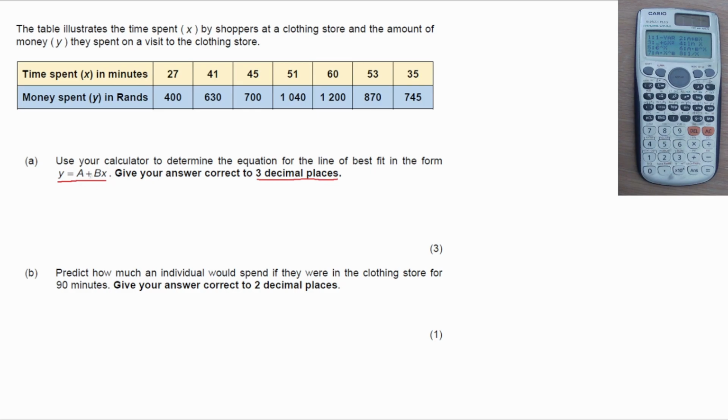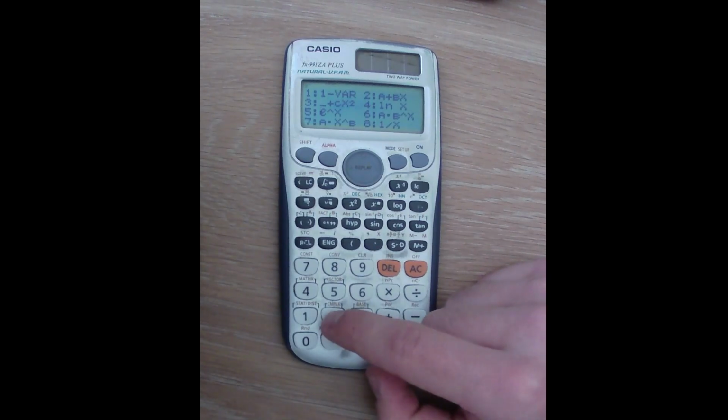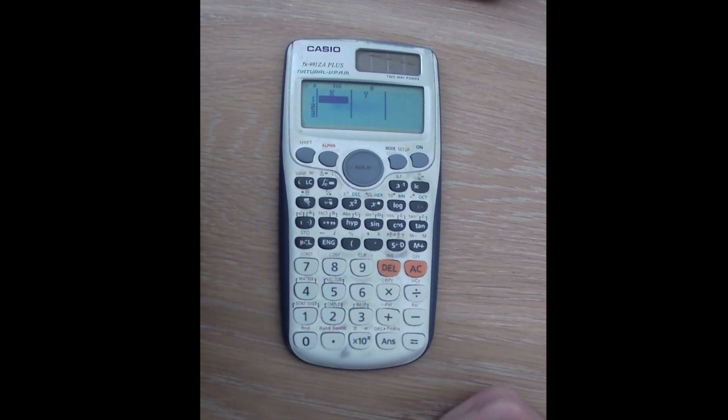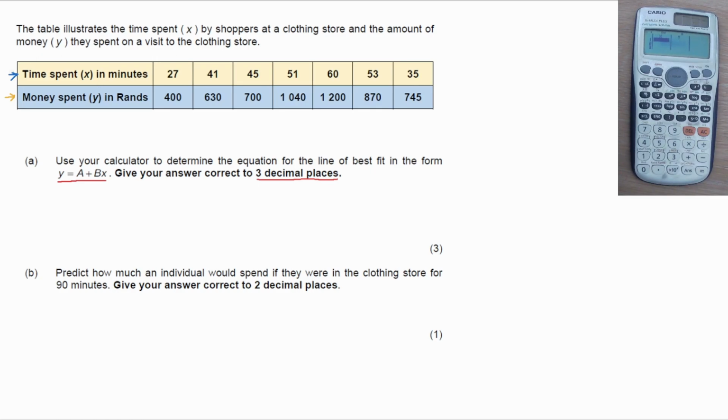If we look at this first part and at our calculator, we'll see that this A plus BX part is option number 2. So we press 2, and we get this table with an x column and a y column, which corresponds to what we have over here. This is our x column and this is our y column. All I'm going to do is fill in the values. It's a bit confusing because we're using this x column, but we'll use these x values to fill in our column. Bear with me here.